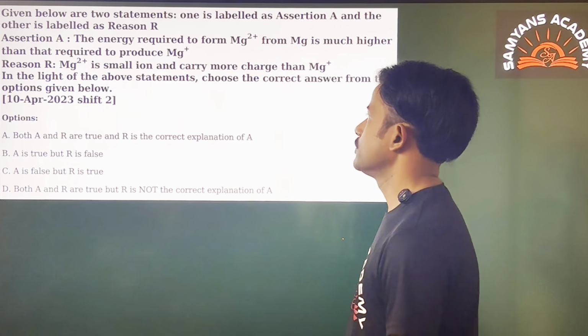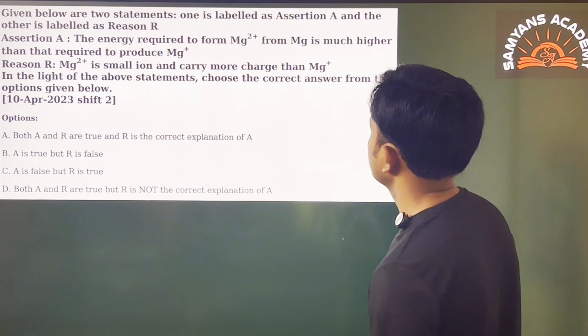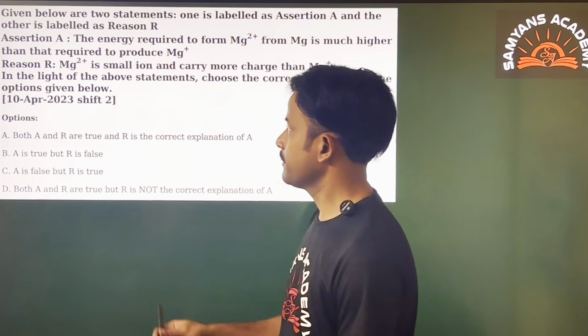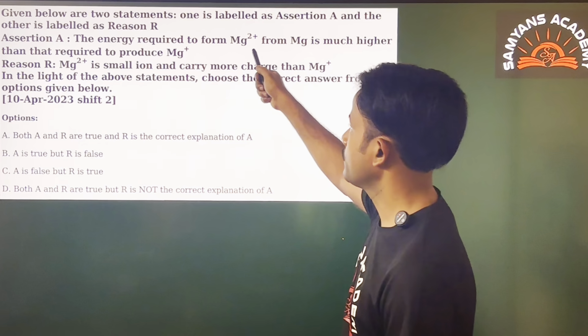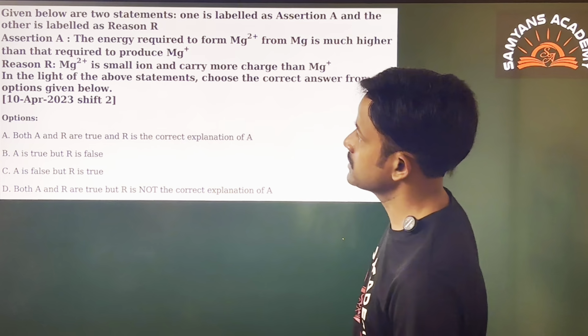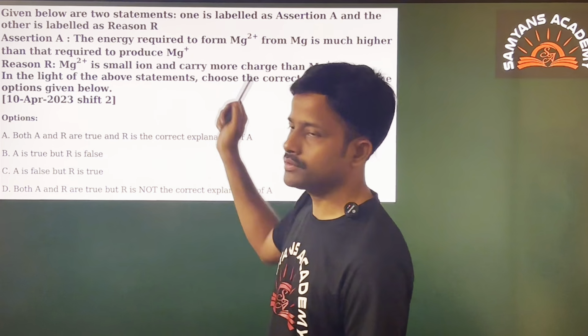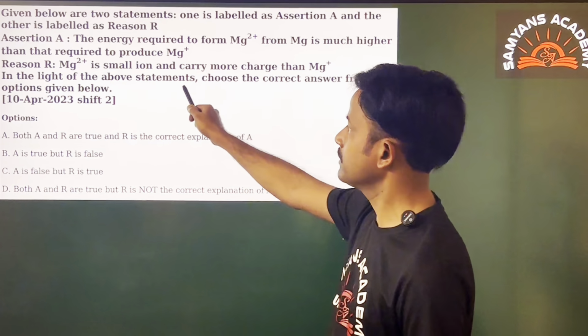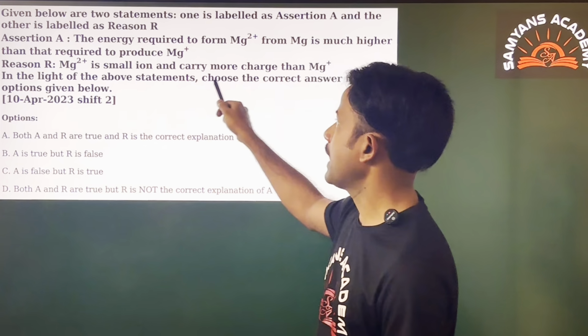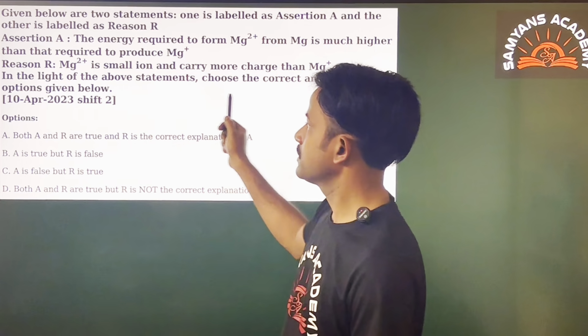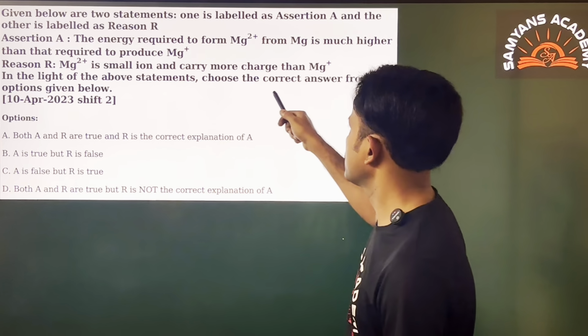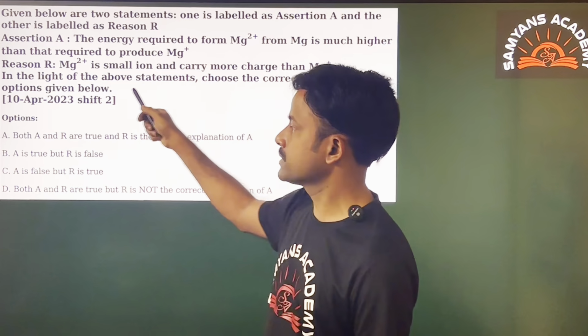Right. So given below are two statements. One is labeled as assertion A and the other is labeled as reason R. Assertion A: the energy required to form magnesium 2+ from magnesium is much higher than that required to produce magnesium +. Reason R: magnesium 2+ is a smaller ion and carries more charge than magnesium +. In the light of the above statements, choose the correct answer from the options given below.